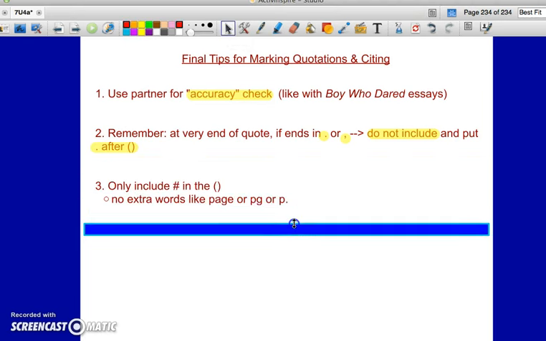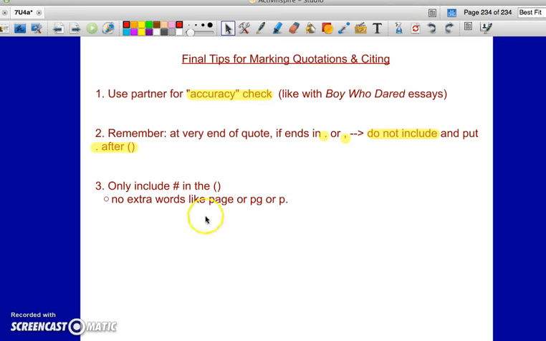And finally, only include the page number in the parentheses. So after the author's last name or in any other citation, there are no extra words. Like, do not include page or PG or even P.